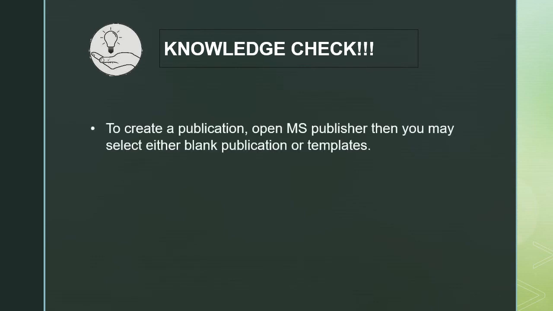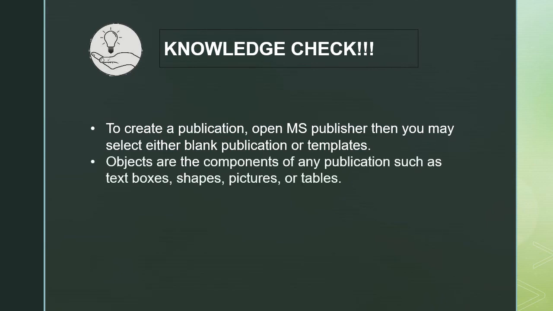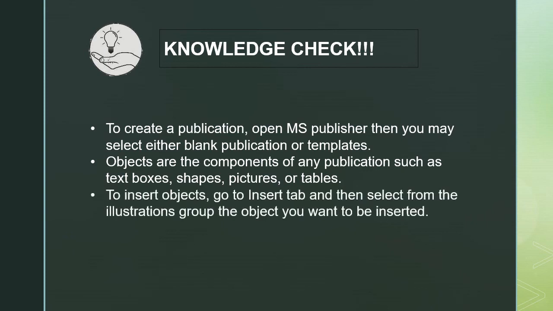Alright, we are done with our discussion and it's time to check your knowledge. To create a publication, open MS Publisher, then you may select either blank publication or from the templates. Objects are the components of any publication, such as text boxes, shapes, pictures, or tables. To insert objects, go to Insert tab and then select from the Illustrations group the objects you want to be inserted.